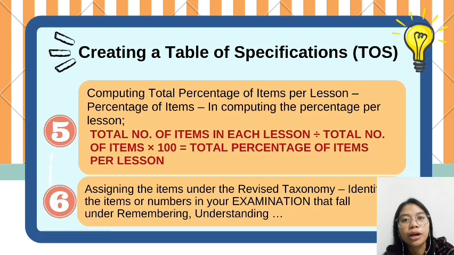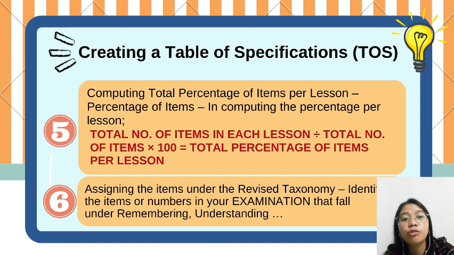After all of that, you have to compute for the total percentage of items per lesson. So this can be done by computing using this formula. So the total number of items in each lesson divided by the total number of items multiplied by 100, and it will be the total percentage of items per lesson.